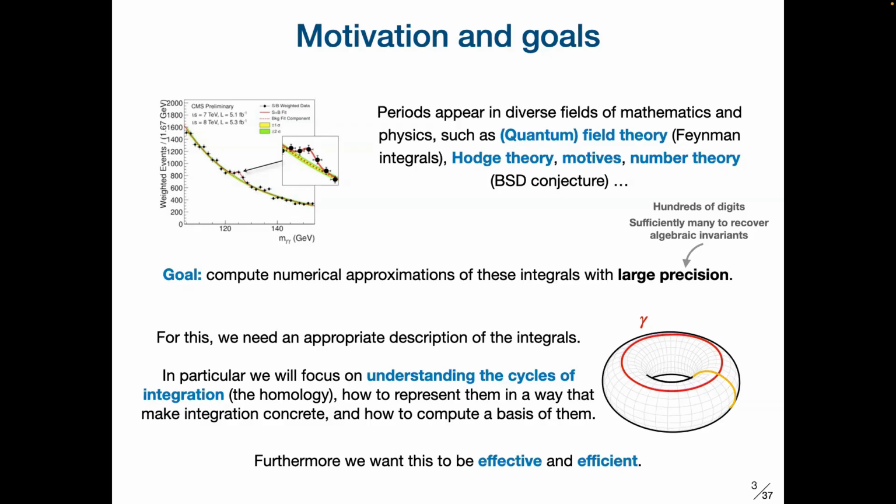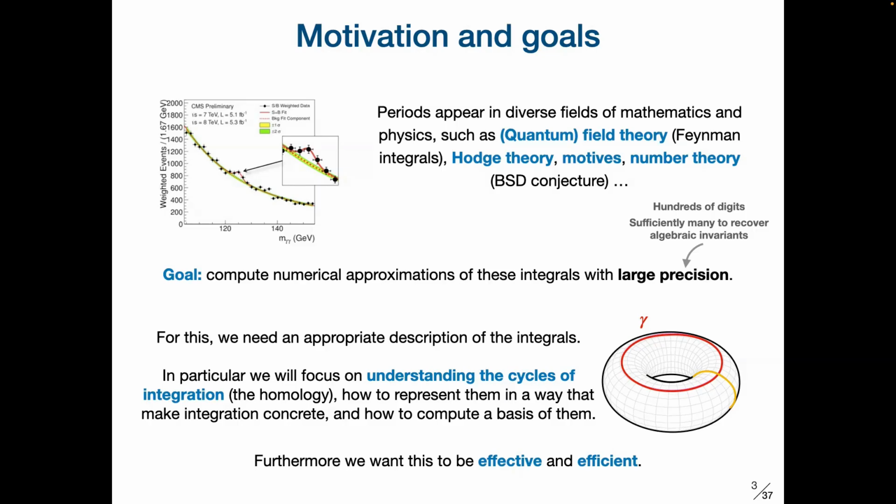And the way you achieve such precision, you need specific methods, and in particular, you need appropriate descriptions of the integrals, and more particularly of the cycles of integration of the integrals. So I won't focus so much on the integrand part of things, for which methods have already been mentioned, for example, Griffiths-Dwork relations and so on. Instead, I'll be focusing on how to find explicit representations of the cycles of integration that make the integration step efficient and also good for recovering so many digits.